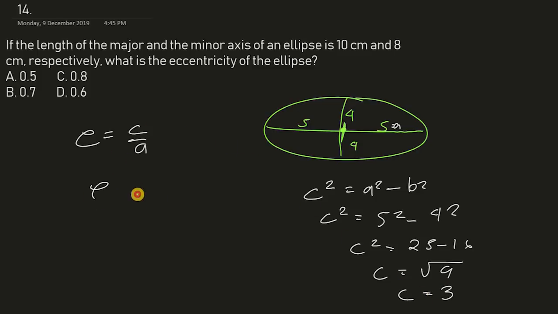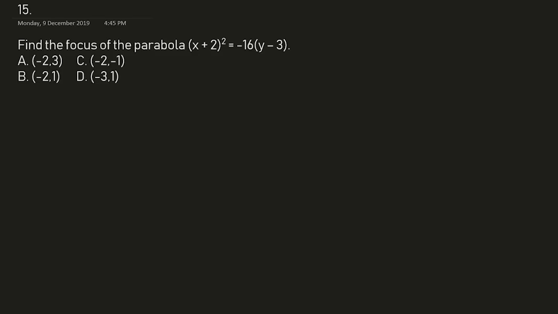So, substituting values, c is equal to 3 and a is equal to 5. So, eccentricity is 3 over 5 or equal to 0.6. That's letter D. Alright? Next problem, problem number 15.